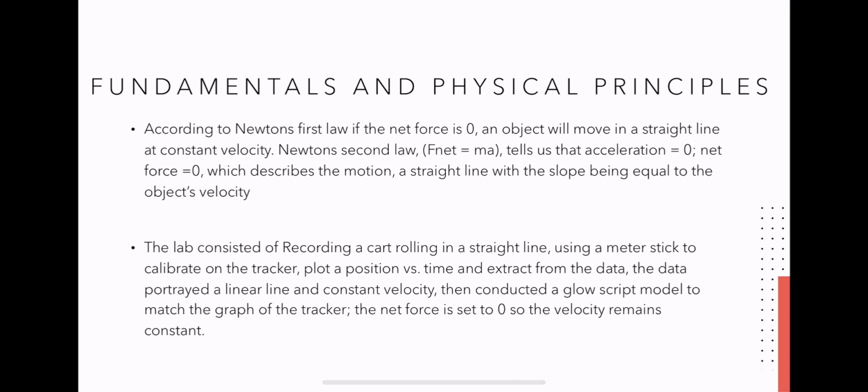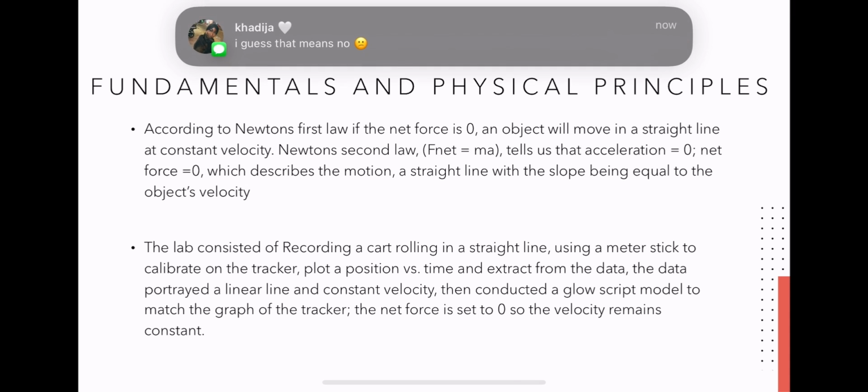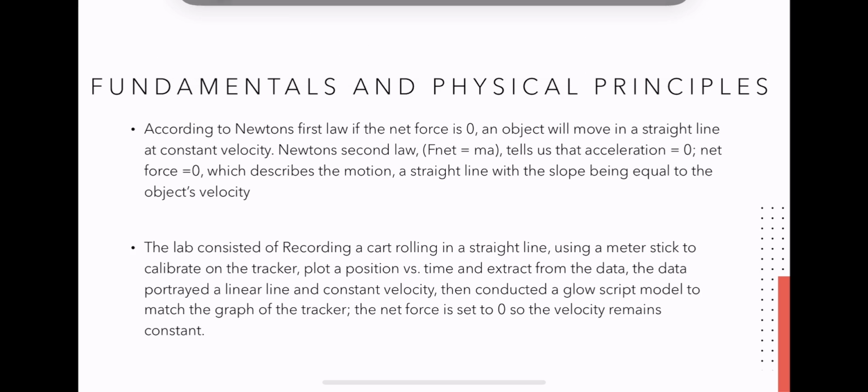The lab consisted of recording a cart rolling in a straight line, using a meter stick to calibrate in Tracker. We also plotted position versus time and extracted that data to portray a linear line and constant velocity. We then built a GlowScript model by coding to match the graph from Tracker, setting the net force equal to zero so the velocity remains constant.